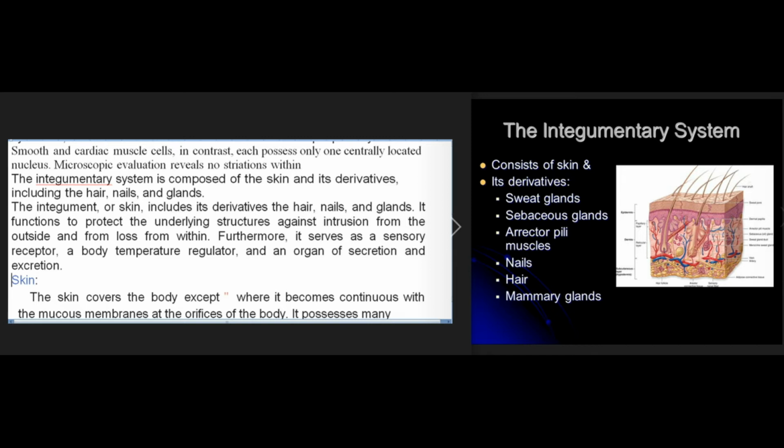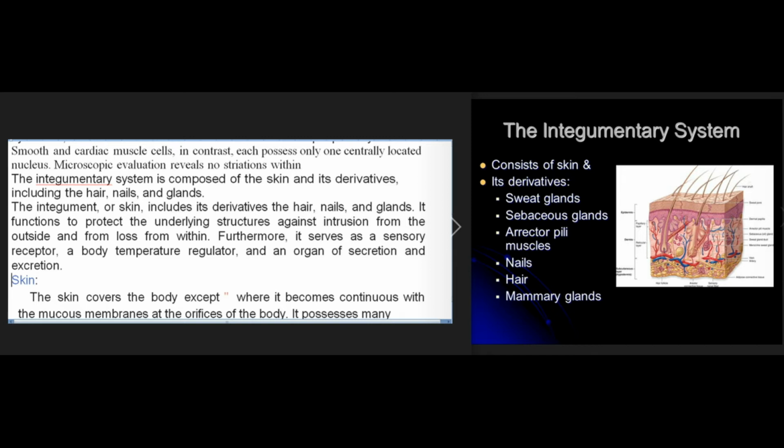The integumentary system is composed of the skin and its derivatives, including the hair, nails, and glands. The integument, or skin, includes its derivatives the hair, nails, and glands. It functions to protect the underlying structures against intrusion from the outside and from loss from within. Furthermore, it serves as a sensory receptor, a body temperature regulator, and an organ of secretion and excretion.